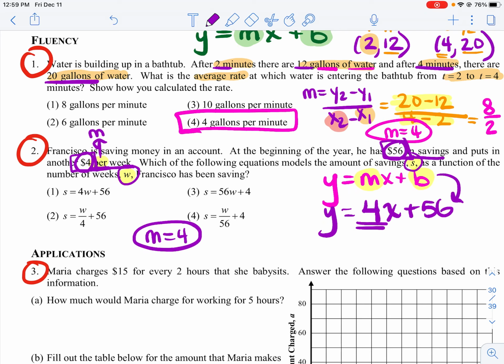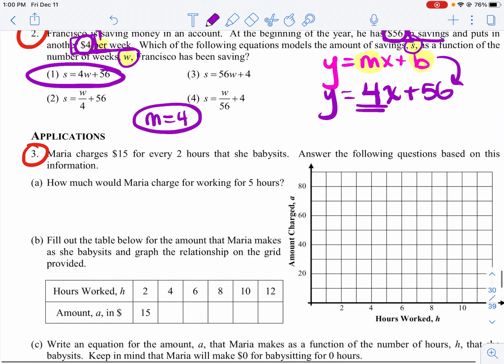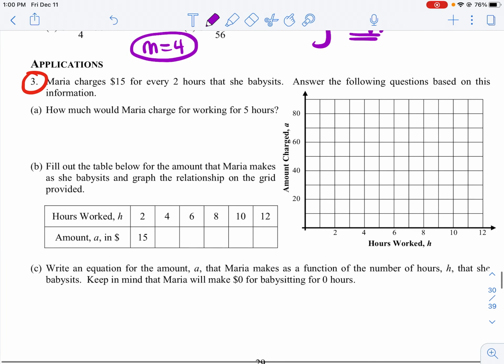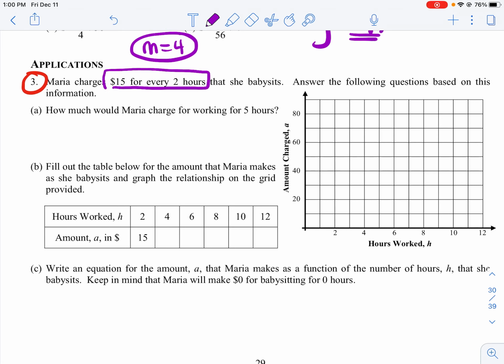So if we look back at our choices, we're going to have choice number 1. Okay, and then this is more of a real-world situation for you guys if you have a part-time job. Maria charges $15 for every 2 hours she babysits.